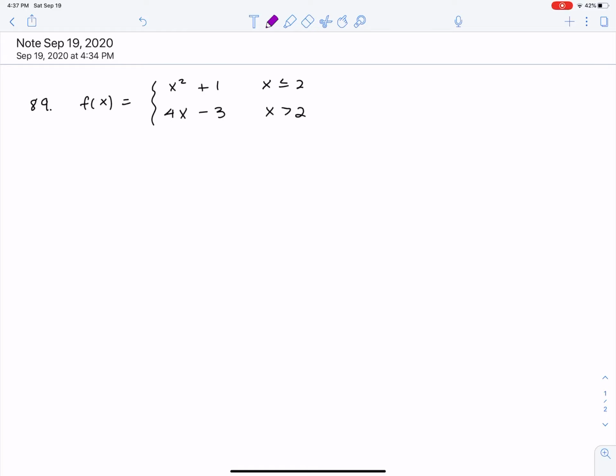So what I'm going to do is use the limit definition, the alternate form of the derivative here. In other words, I'm going to take the limit as x approaches c from the left and from the right. If I go from the left, I'm going to be using the top function, x squared plus 1.